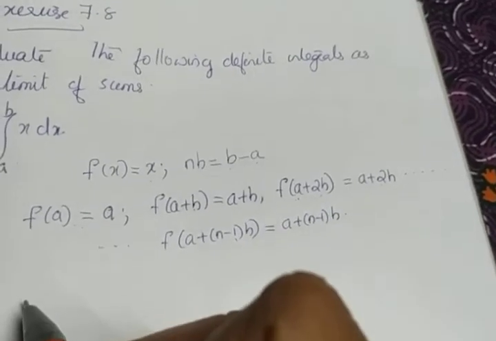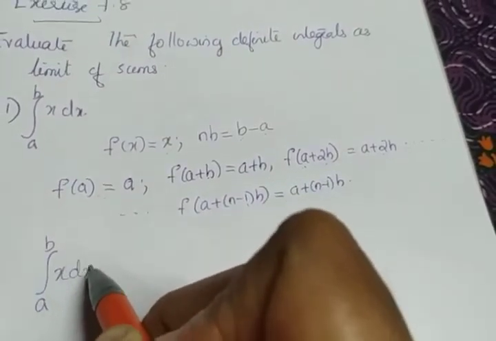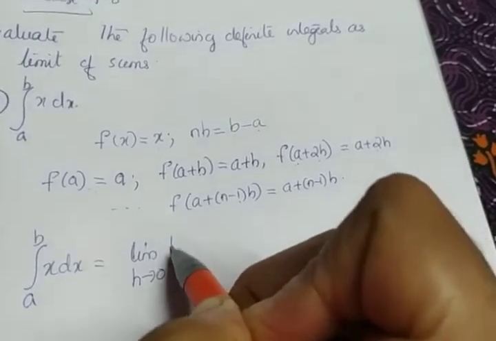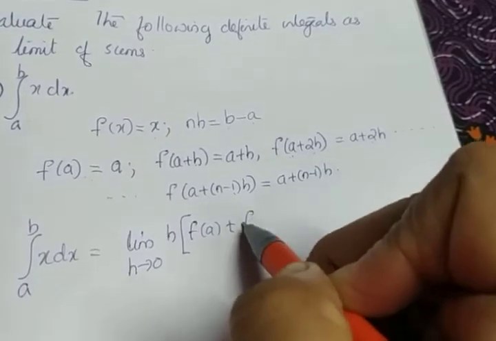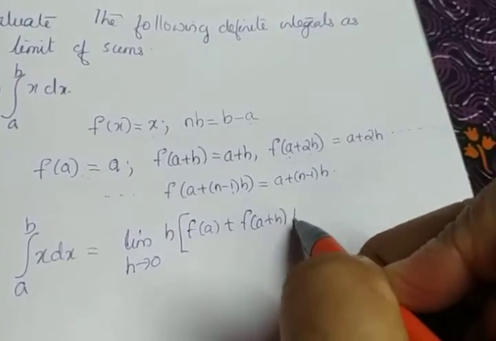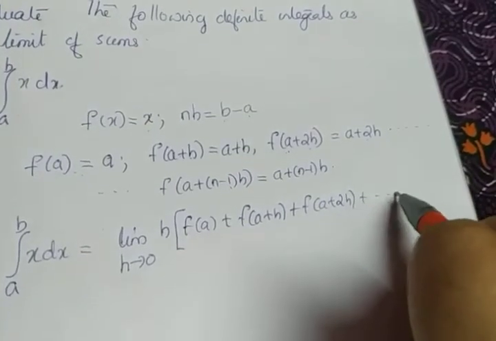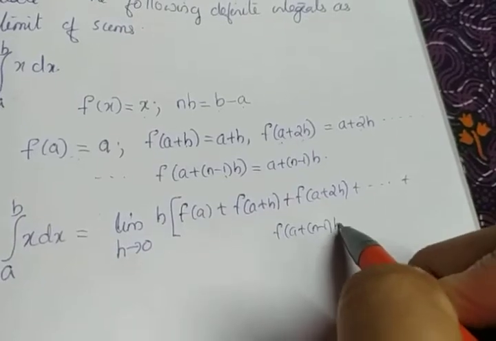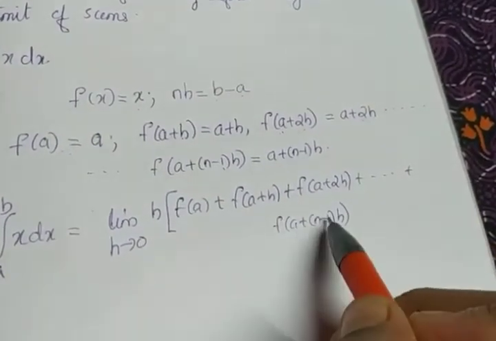Now we are going to find the integral. Integral a to b x dx equals, the formula is given by, limit h tends to 0, h into f of a plus f of a plus h plus f of a plus 2h plus etc. plus f of a plus n minus 1 into h. So you have to learn the formula by heart and keep it in mind. There are n terms inside this bracket.